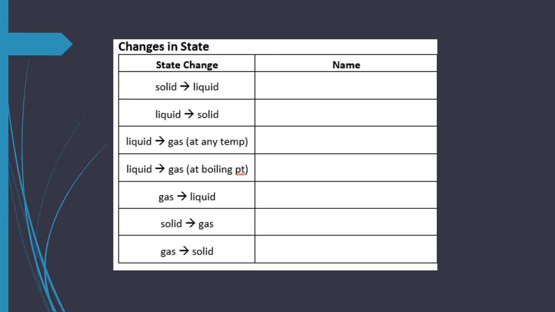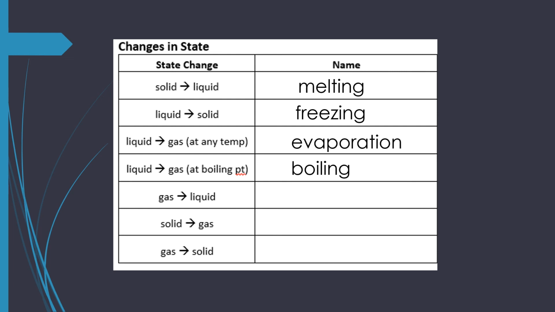All right, these changes in states you should know. Solid turning into a liquid is melting. Liquid turning back to a solid would therefore be freezing. Liquid turning to a gas at any temperature, not at an elevated temperature, we call that evaporation. But if it happens at what we call the boiling point, that is boiling. That's a subtle difference. I'm not going to play games. I'm not trying to trick you on these things. I hope it'll be clear on whatever sort of testing situation we have.